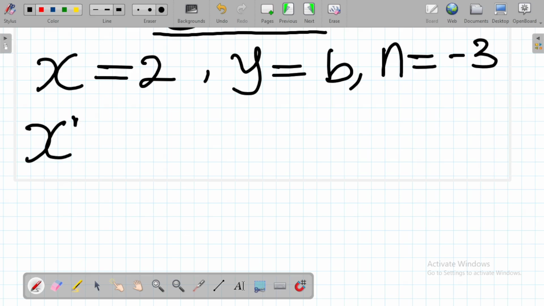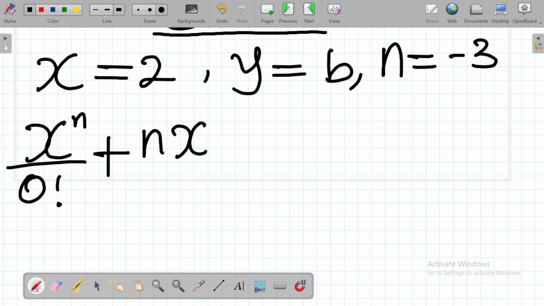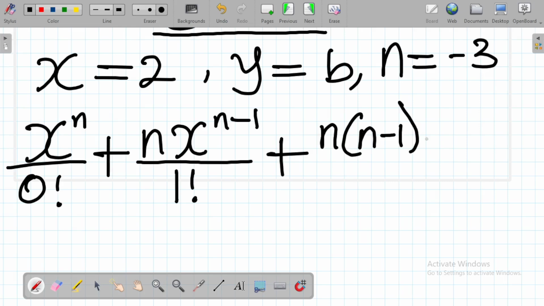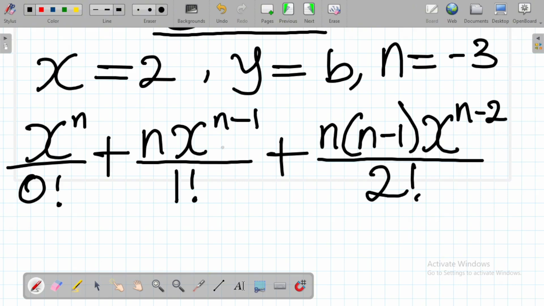Remember, x^n all over 0 factorial plus, if you multiply x by its power here, it will give you n x raised to the power n, and then subtract 1 from the power, we have minus 1 all over, increase the denominator by 1, so we have 1 factorial plus, if you multiply x by its power here, it will give you n multiplied by (n - 1) multiplied by x raised to the power, if you subtract 1 from the power of x, it will give you n - 2, all over, if you increase the denominator by 1, it will give you 2 factorial. Oh, I forgot to add y here.